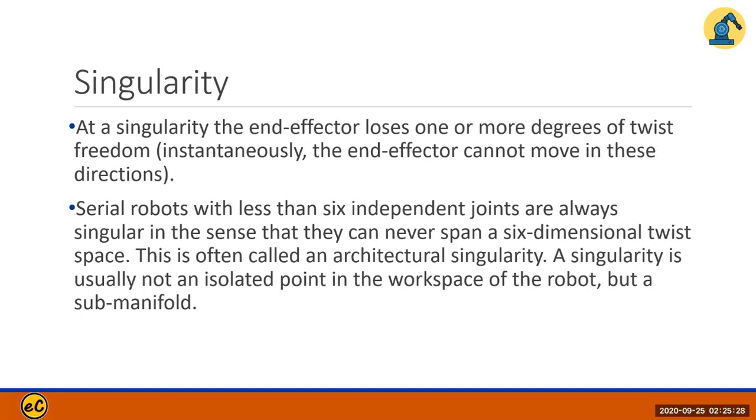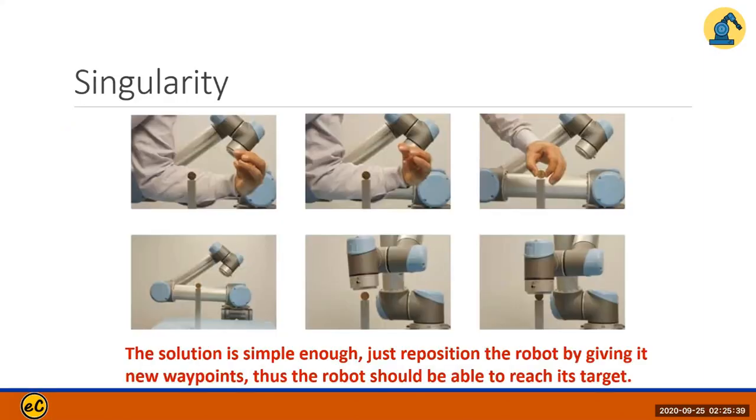A singularity is usually not an isolated point in the workspace of the robot, but a sub-manifold. So here, let's assume that we have a robot. You try to reach something and your robot arm turns to a certain angle. You find out that you are not able to reach the target you want to fetch. So you have a singularity. The solution is that you can reposition your robot and then give it a new way to reach the point. And thus, the robot should be able to reach the target with the new route.